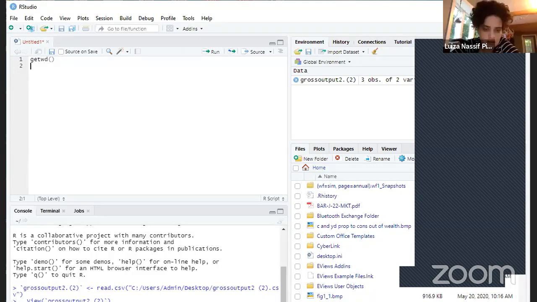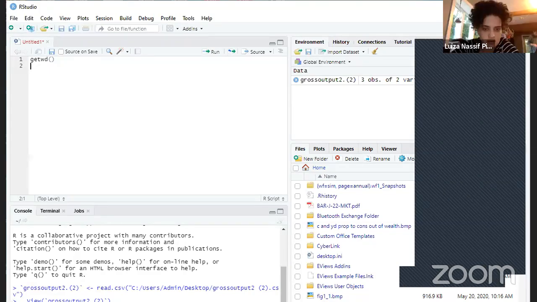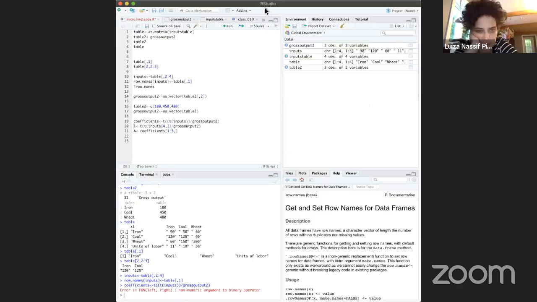So meanwhile, let me stop the share for a second. Is anyone else having trouble? Yeah, I am. So do you want to share yours while Rudy is restarting his computer? Yeah, sure. Okay.